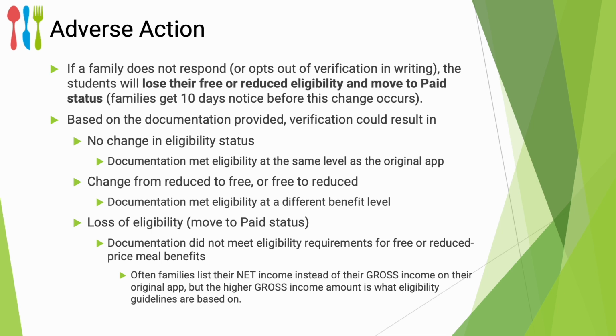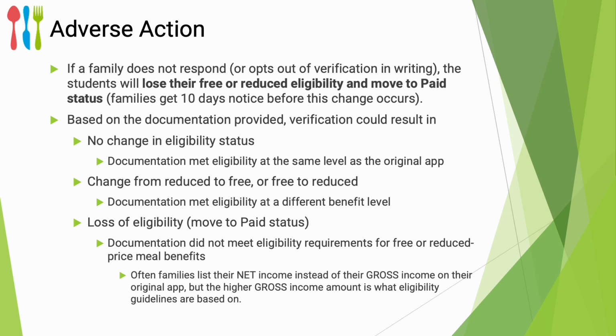So the first result being no change in status. So if the documentation met the eligibility at the same level as the original application, nothing changes. They continue to be free or reduced. If the documentation they submitted qualified at a different level than they originally qualified for, it'll change. So they could change from reduced to free or free to reduced. Or they could lose their eligibility.